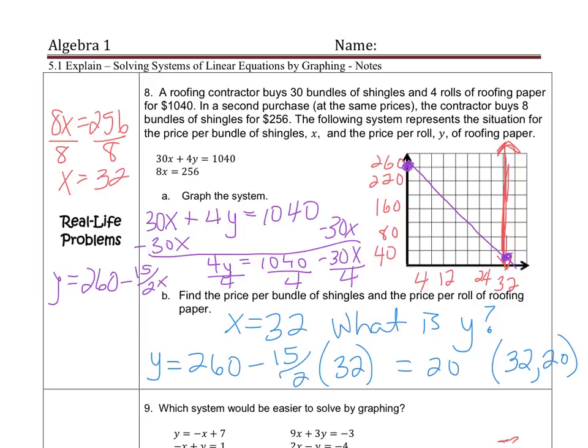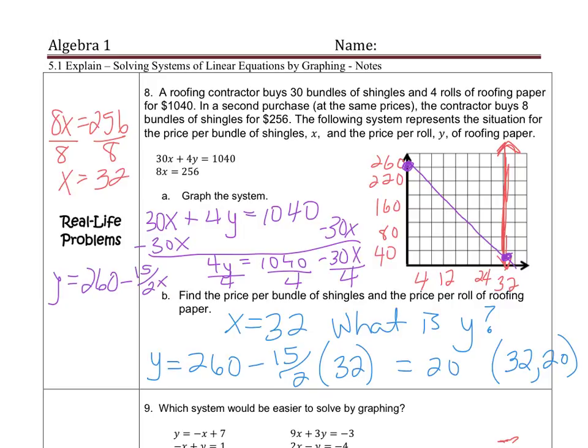So what I went ahead and did was I said, okay, well, if I know x is 32, I plugged that into my equation and came up with what my value is on y. So the price per bundle of shingles and the price per roll of the roofing paper, 32 is for the shingles and 20 is for the roll of roofing paper.